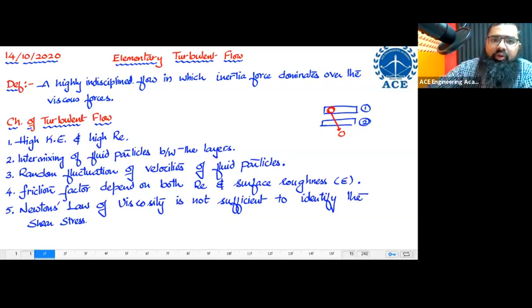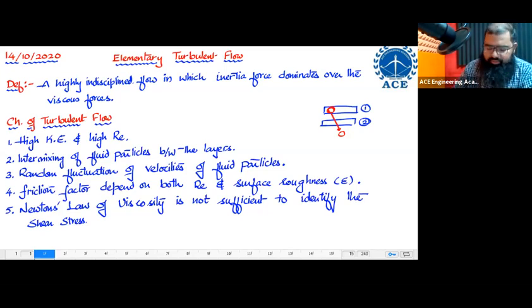So apart from Newton's law of viscosity, you'll have to deal with something else also. One more term is going to be developed apart from Newton's law of viscosity. So these are some characteristics of turbulent flow. After having seen all these things, now we are going into some more important concepts in turbulent flow.